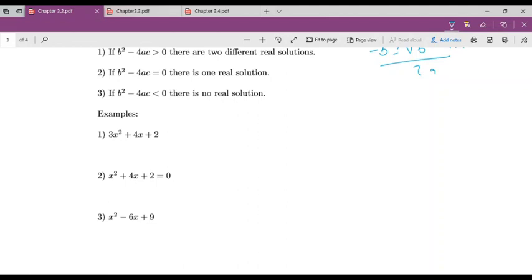So if I look at this, my b here is 4. So I get 4 squared minus 4 times a, which is 3, and then c, which is 2. Now, 4 squared is 16, minus 4 times 3 is 12, times 2 is 24. So what I wind up with here is a negative number. Looks like a negative 8, is that right? So I have no real solutions.